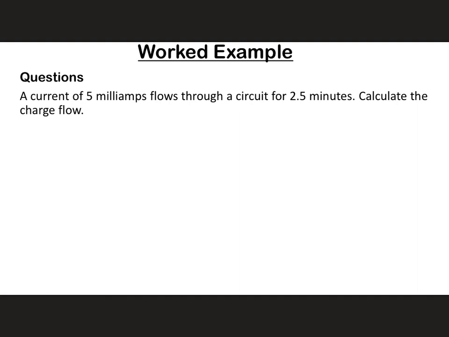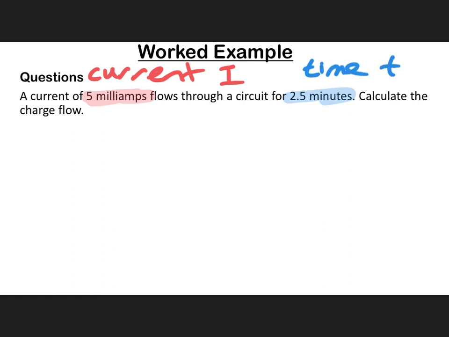So I'm just going to highlight in the question what I've been given. I've got 5 milliamps, and if you remember, that's my current, which has the symbol I. I've also been given 2.5 minutes, which is my time, and if you remember, that has the symbol t. So coming down here, I'm going to write that I is equal to 5 milliamps.